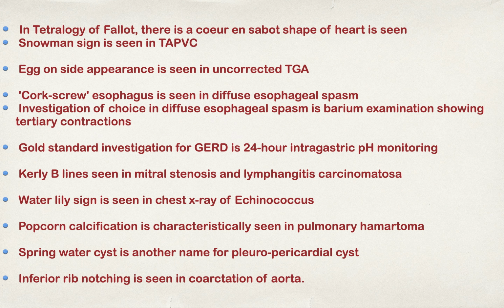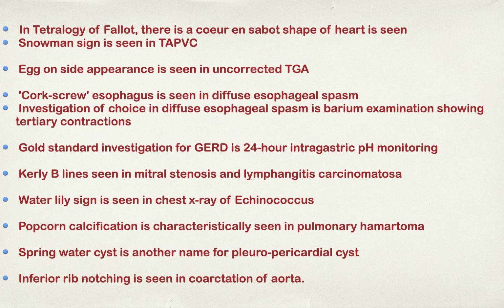So you have to prepare for that. Now in tetralogy of Fallot, a coeur en sabot shape of the heart is seen. Now, direct question it is. And now snowman sign is seen in TAPVC. It is also a direct question. Egg on side appearance is seen in uncorrected TGA.